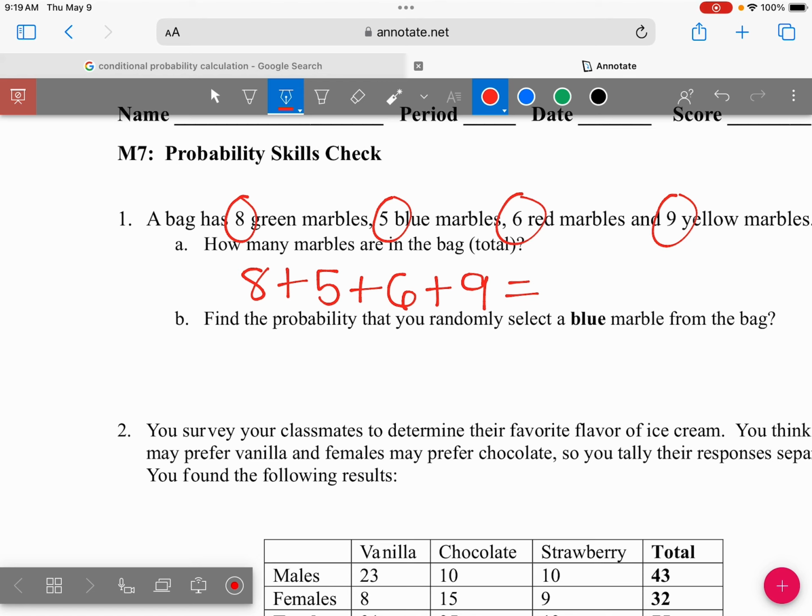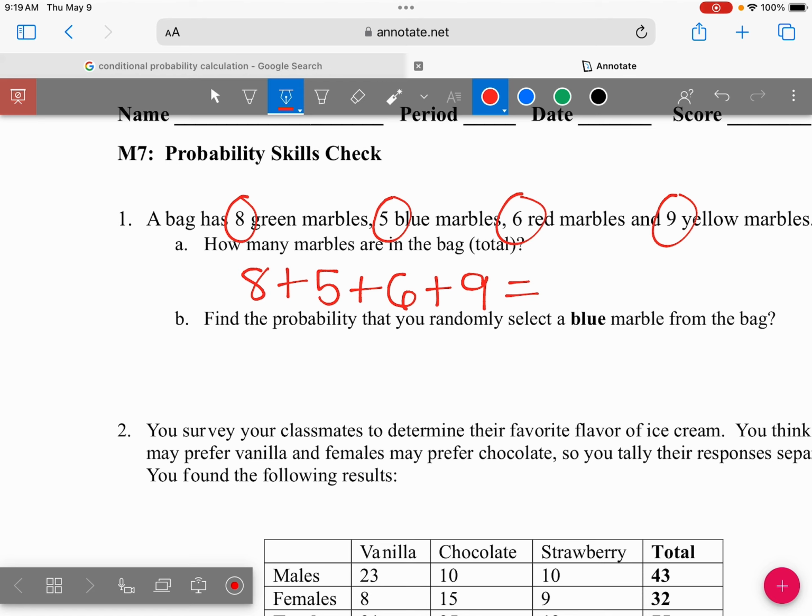So what do you get if you add 8 plus 5 plus 6 plus 9? Go ahead and correct it. Don't put it away. If you did not get a 20 out of 20, I need everybody to pay attention because you're going to see these same questions on Tuesday.